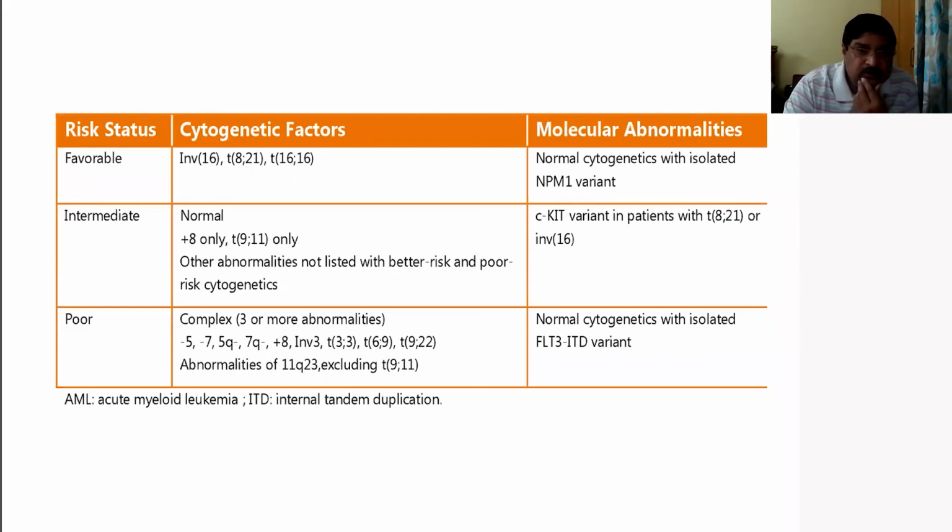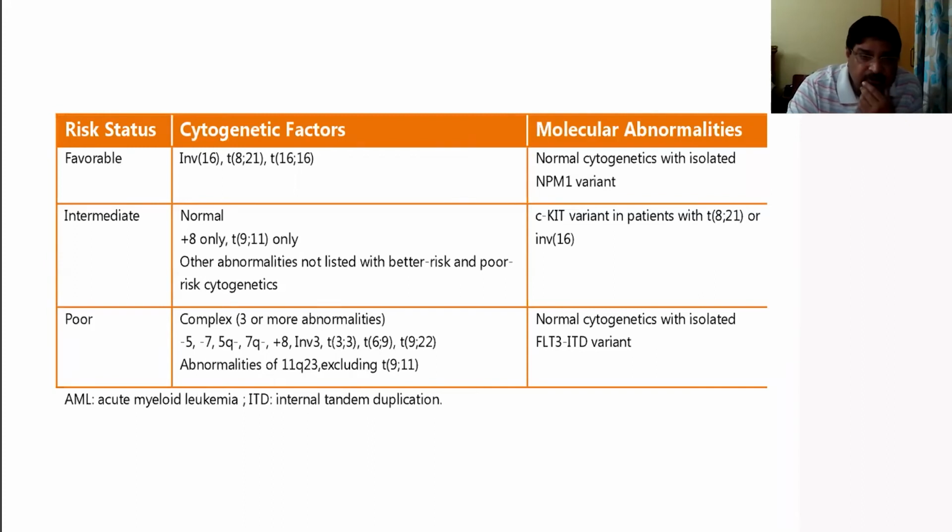Similarly, you have a poor risk stratified AML, where you'll have complex cytogenetics, which is more than or equal to 3 abnormalities. You have monosomy 5, monosomy 7, 5q minus, 7q minus. So monosomal karyotype is poor in prognosis. You can have trisomy 8, you can have inversion 3, you can have t(6;9) and t(9;22) translocations, both found in ALL and AML. And you can have KMT2A abnormalities, as I have described. All are poor. Anything which is not favorable, not poor, is in the intermediate category.